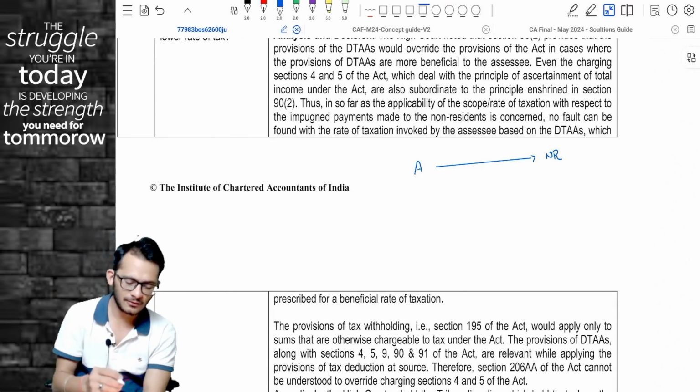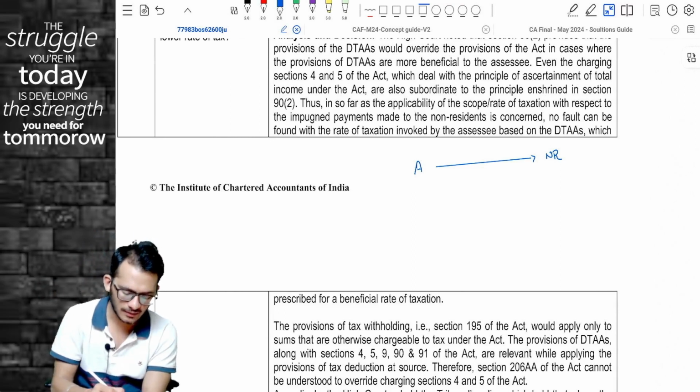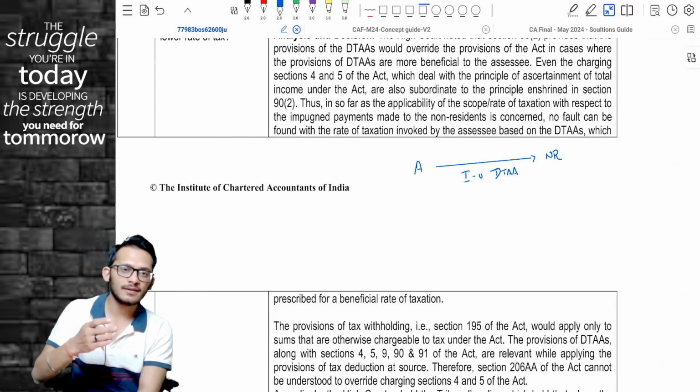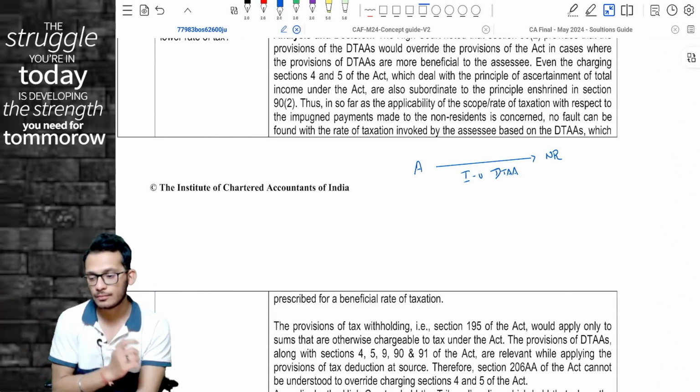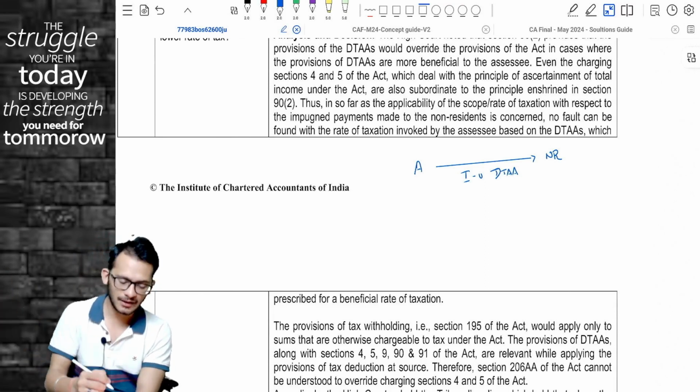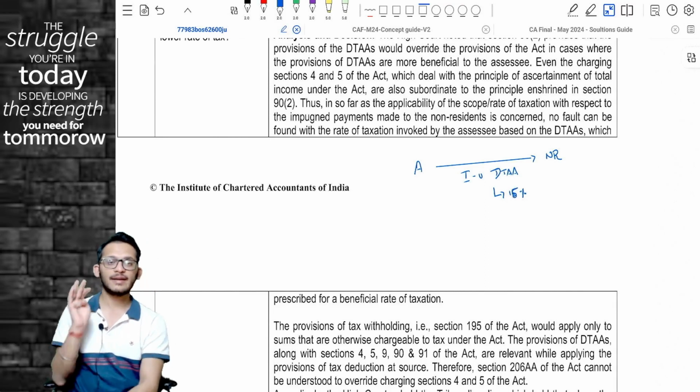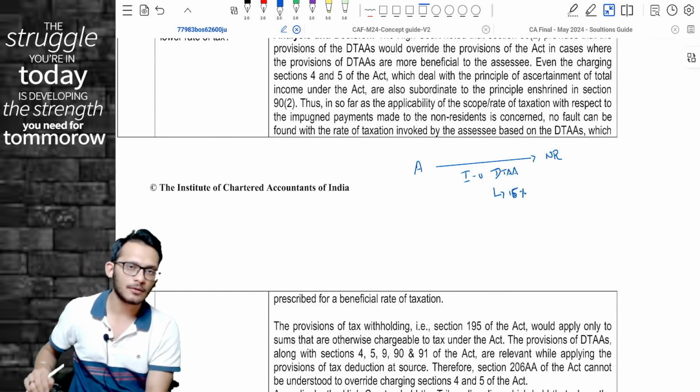So let's say for example, this payment was treated as a payment under the India-US treaty. So A made the payment to the NR, and as per the India-US treaty, assuming the rate was 15%, Mr. A went forward and deducted TDS at the rate of 15% and made the deposit to the government.